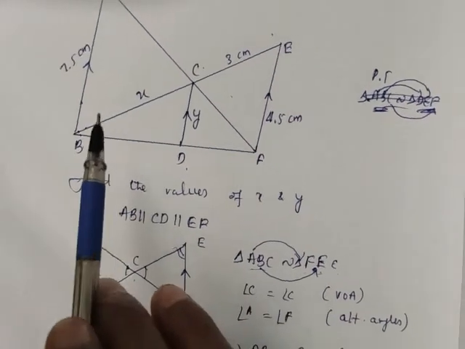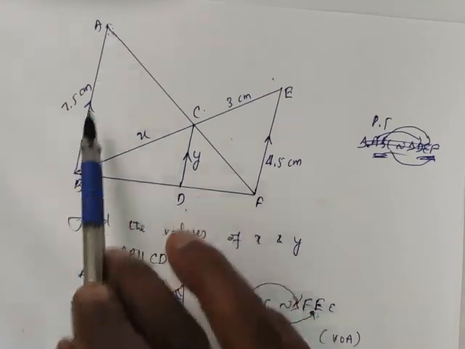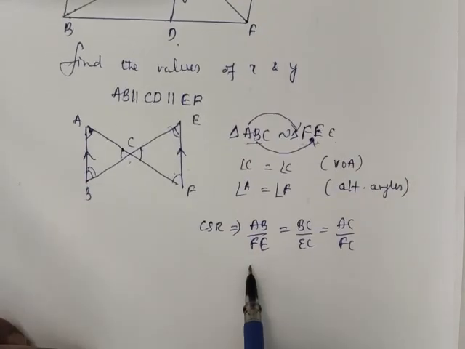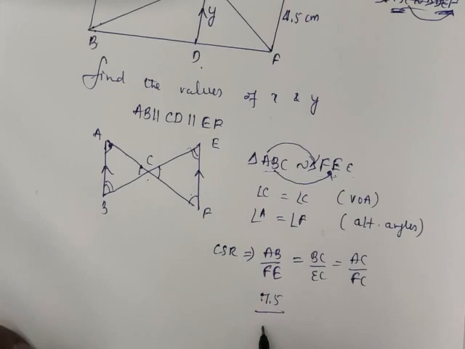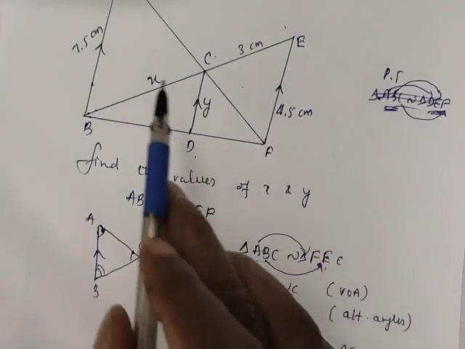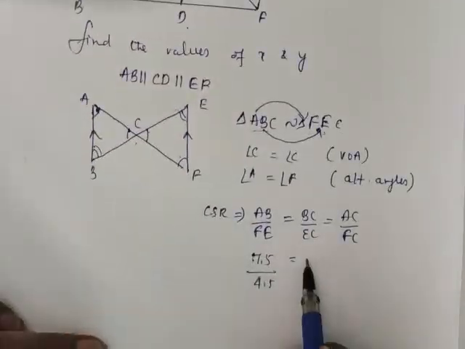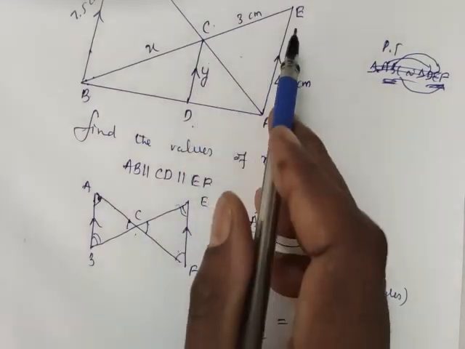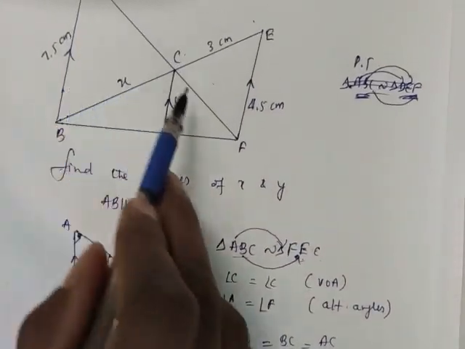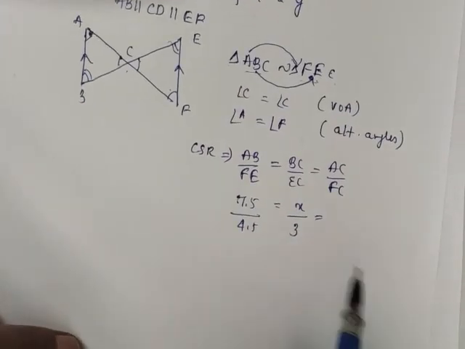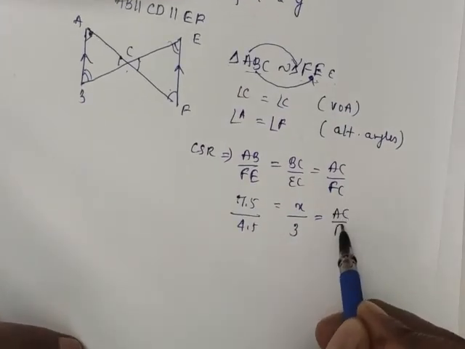Now what are the values given? We will substitute. AB value is 7.5, we will substitute here 7.5. FE value is 4.5. BC value is x, not given, and EC value is 3, and AC and FC values are not given. Just leave it as AC by FC only.